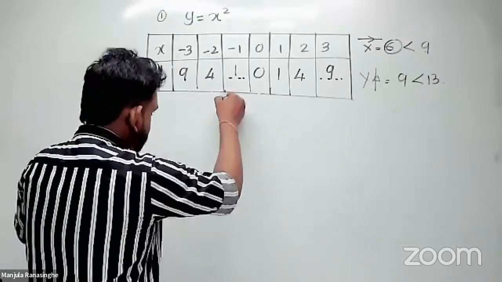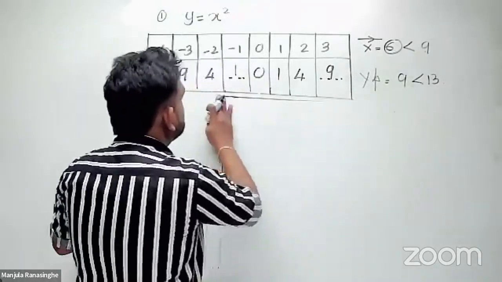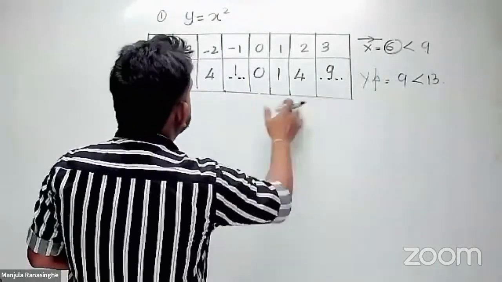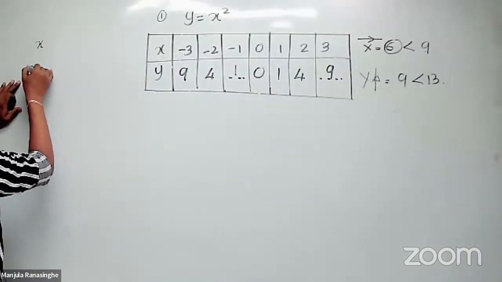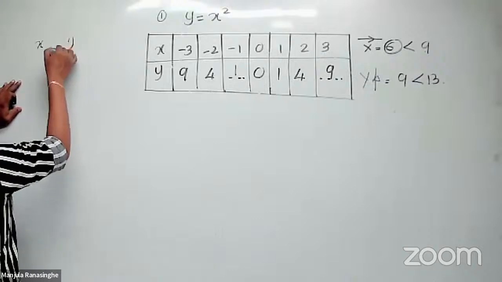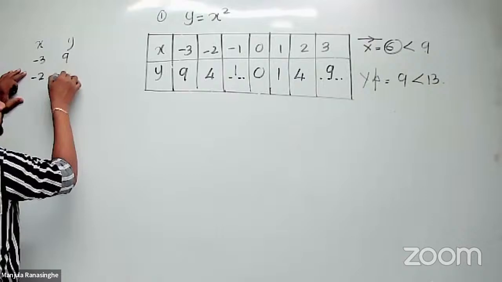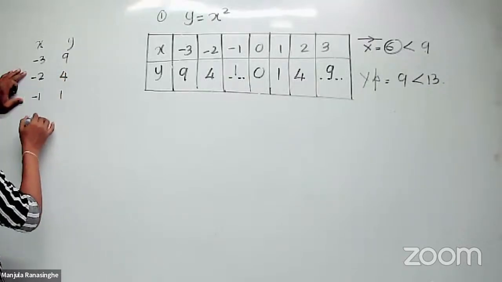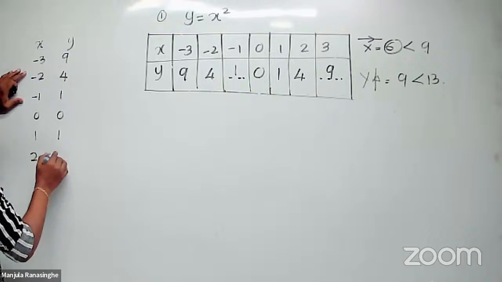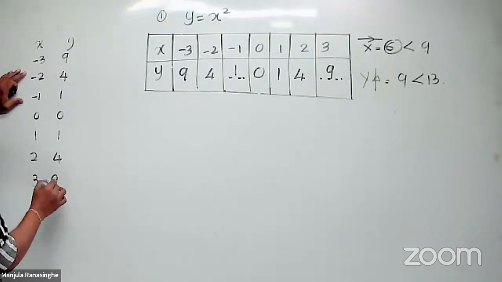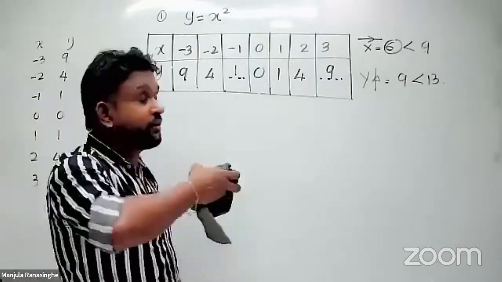So this is my paper. See there. I erase this one. I think you plot the table. y: -3 is 9, -2 is 4, -1 is 1, 0 is 0, 1 is 1, 2 is 4, 3 is 9. Okay, now I erase it and I make the graph.